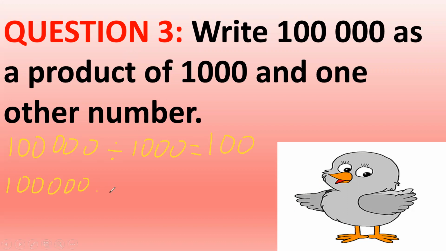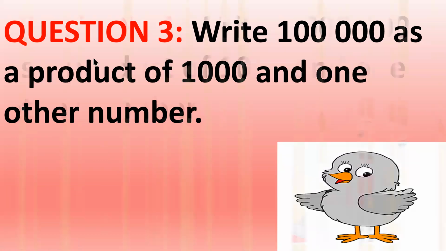So we can write 100,000 as a product of two numbers. First one is 1000, second one is 100, because this is your answer for the first solution. As you see, 100,000 divided by 1000, you are getting 100. So you can write 100,000 as a product of two numbers, 1000 and 100. So we have done. Let's continue with the next question. Question 4 is coming now.